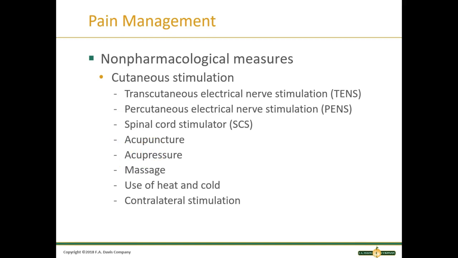The spinal cord stimulator is, of course, a surgically implanted stimulator, and the percutaneous goes through the skin, but the needle probes stimulate peripheral sensory nerves, whereas the transcutaneous or the TENS unit consists of electrode pads, a connecting wire, and a stimulator that's outside of the patient's body, just put on with stickers.